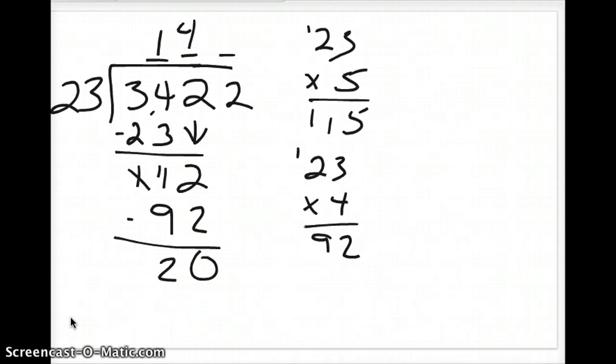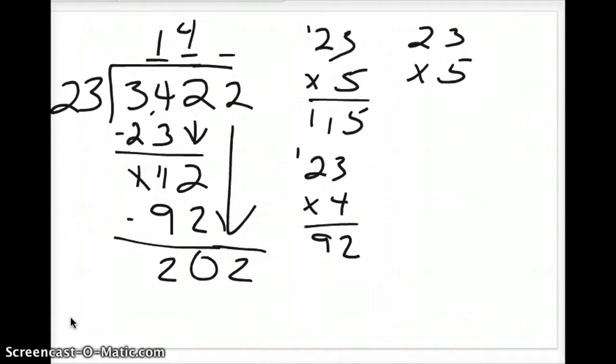Remember, it's important to always check after you do that subtraction. So we need to bring down the 2. Now I'm looking at 202 divided by 23. Again, 23 is about 20, 202 is about 200. 20 can go into 200 about 10 times, but we know it can only be one digit, so we'll go with 9. Remember, it's just giving me somewhere to start.